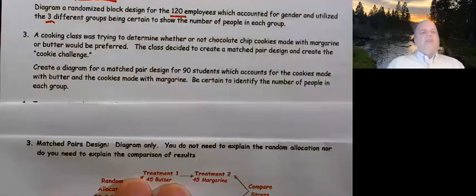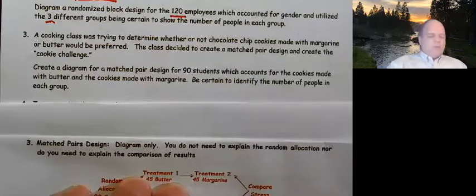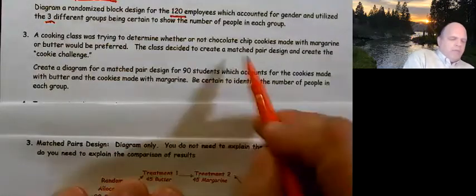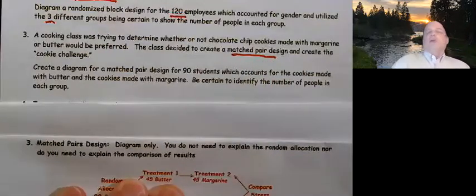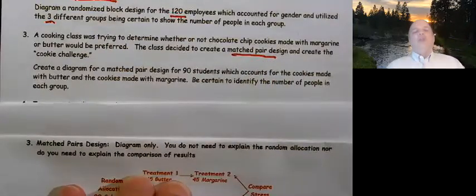Okay, scenario 3 is a completely separate design from the previous two. We have a cooking class which is trying to determine whether chocolate chip cookies made with margarine or butter would be preferred. The class decided to create a matched pair design and create the cookie challenge. Remember, in a matched pair design, this is really important, people receive both treatments. We just randomize the order in which they receive it.